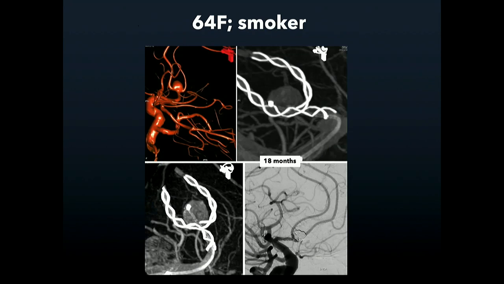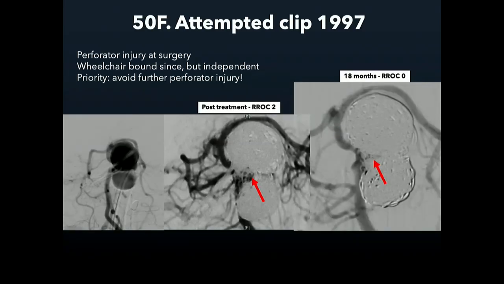A 64-year-old, T-stent construct, 2 Leo babies, and again, at 18 months, a very durable result there. This is a case I did at Link, in fact, in 2016. There was some discussion whether I should have used a flow diverter here, but this is a nice case of tailoring it to the patient's needs.